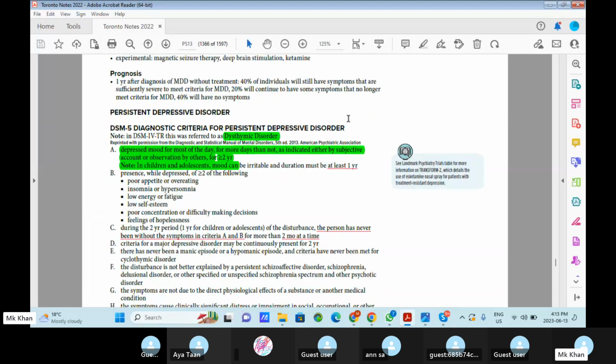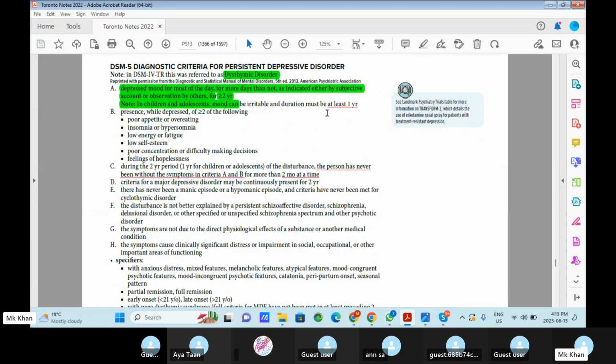So the next one is the persistent depressive episode. This is also called dysthymic disorder. And what is the definition? Depressed mood for most of the day, for more days than not, as indicated either by subjective account or observation by others, but for more than 2 years. So the main criterion is that the depressed mood is present for more than 2 years. In children and adolescents, mood can be irritable and duration must be at least 1 year.